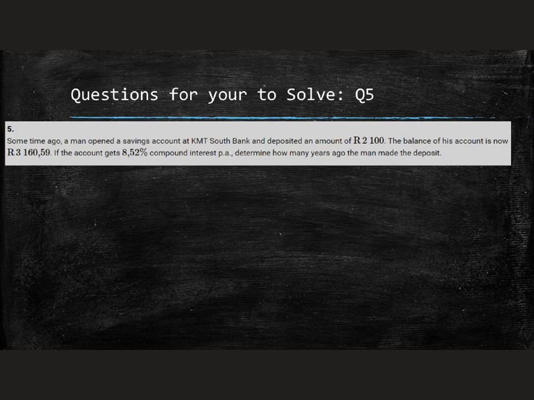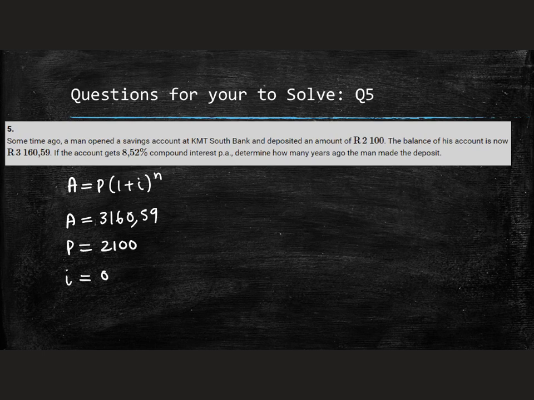Okay, this seems reasonably straightforward. Let's set up what we know. We know that we've got the future value of an investment, so we have this formula. We know that the accumulated amount is 3,160 Rand and 59 cents. We know we started with 2,100 Rand. And we know that our interest rate on this section is 0.0852. A bit of a messy interest rate, but let's work with it.